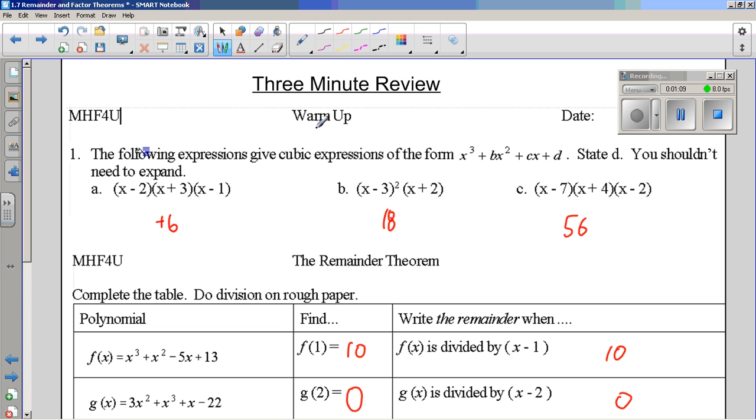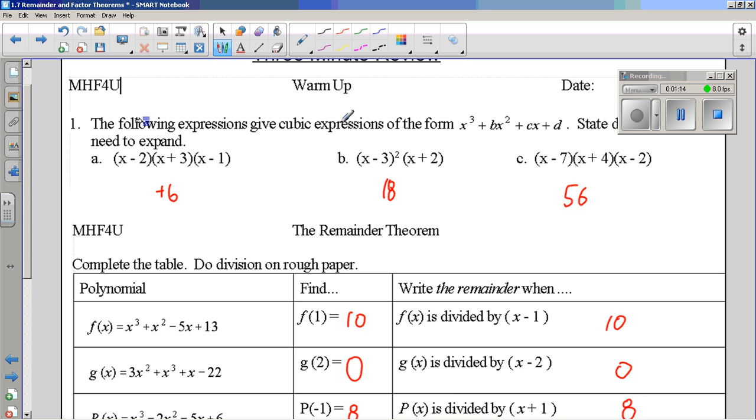Okay, so this is the sheet, and the idea is that when we're expanding, we're looking for just the d term. Well, it's going to be just all the terms that have no x's in them. I don't need to expand this entirely. It's just -2 times 3 times -1, just +6, and I can do the same thing with these other ones, and I get those things.